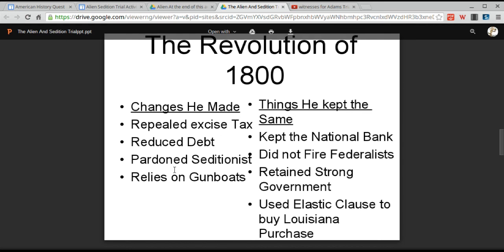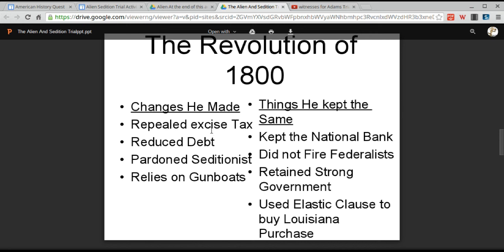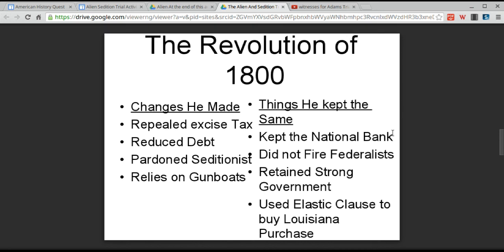He pardons all those seditionists. He gets rid of the big Navy and relies on these little tiny gunboats. He reduces debt. Remember, Jefferson's like a small government guy, and he repeals the excise tax. But perhaps more telling is what he keeps the same. He doesn't get rid of the National Bank.